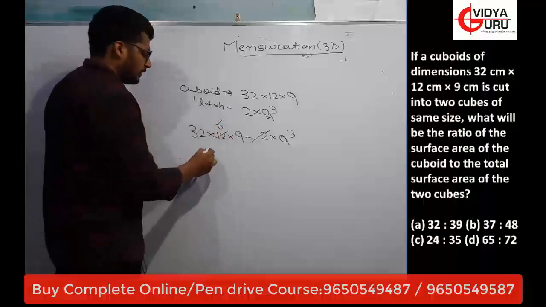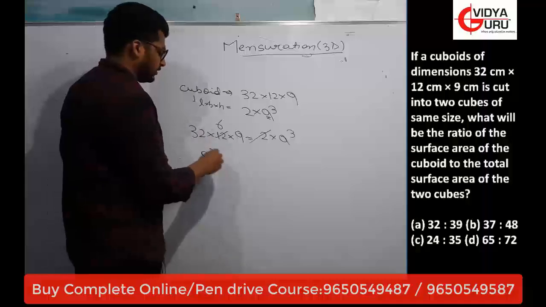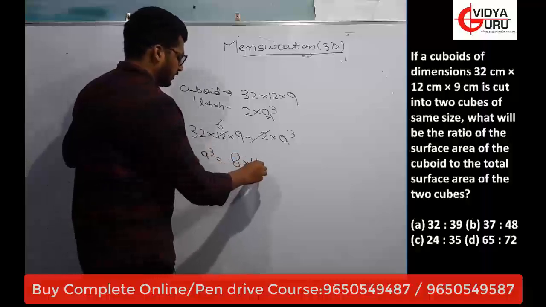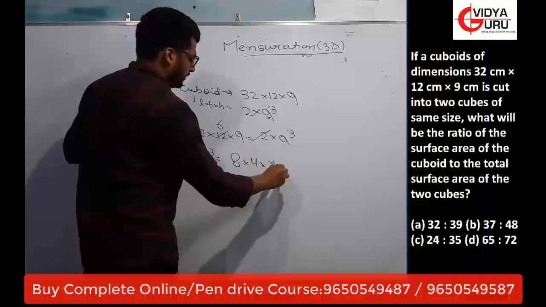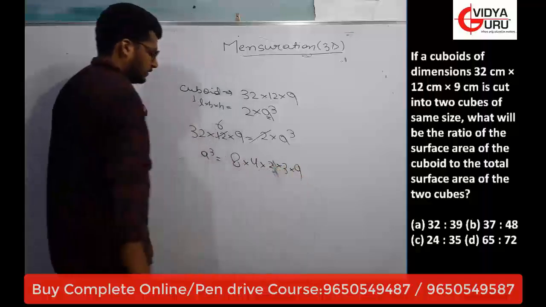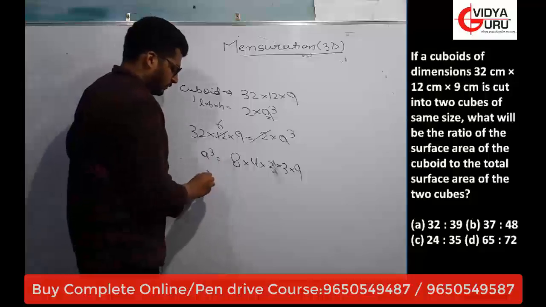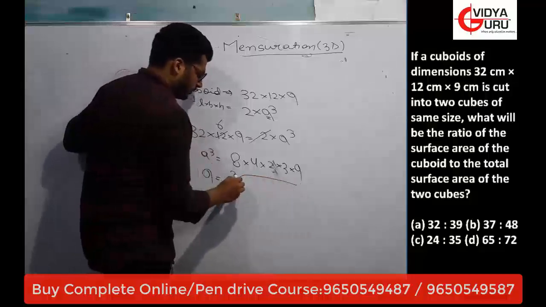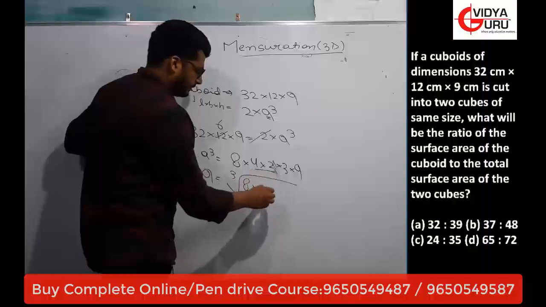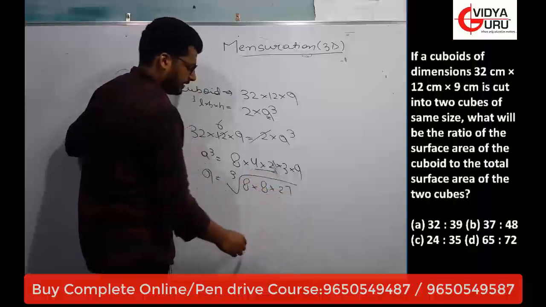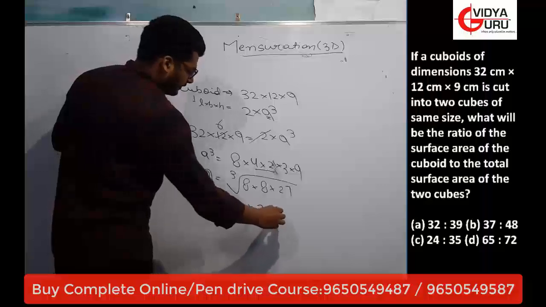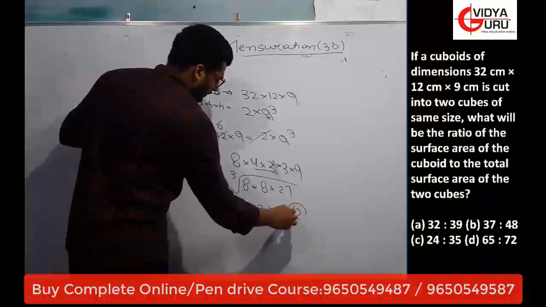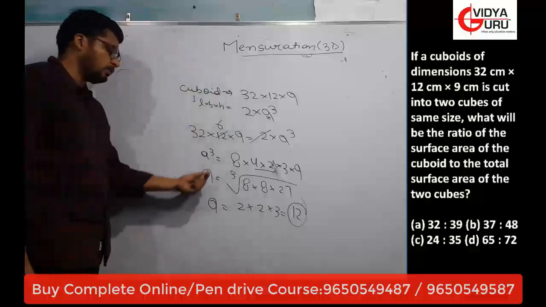So A cube will be equal to 32 into 6 into 9 divided by 2. I will break them: 8 into 4, multiply, 2 into 3 into 9. So for A, I will take the cube root of 8 into 27. What will be the value of A? The cube root of 8 is 2 and the cube root of 27 is 3. Side of the cube will be equal to 12.